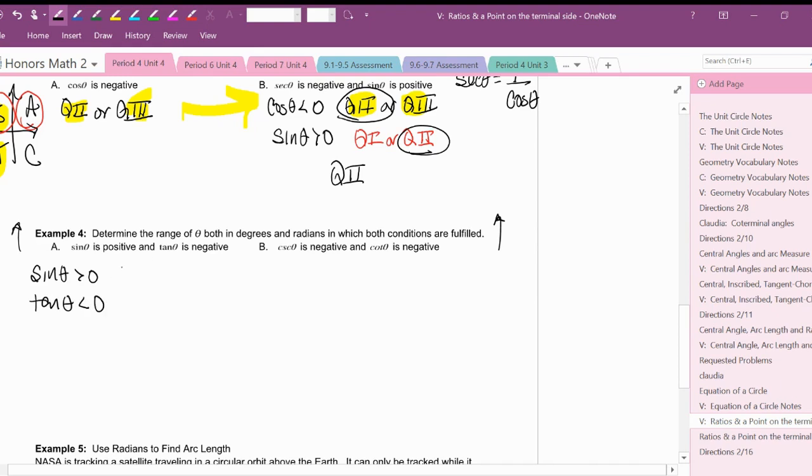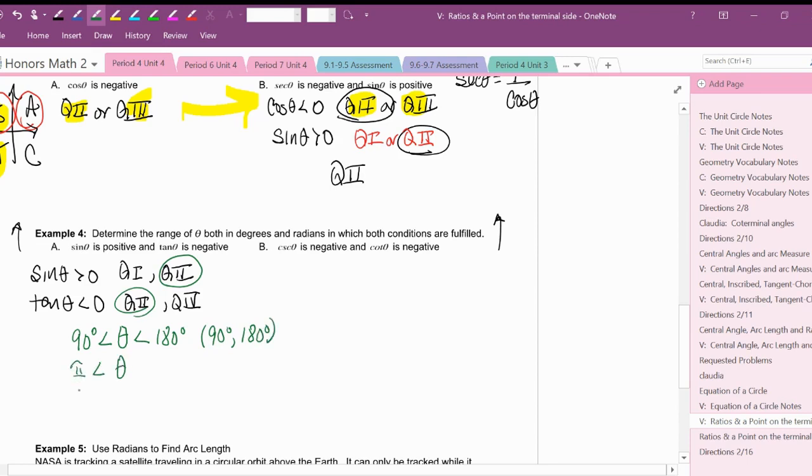So sine of theta positive, quadrant 1, quadrant 2. Tangent negative would be quadrant 2, quadrant 4. The match here is quadrant 2. And so to lie in quadrant 2, theta would have to have rotated more than 90 degrees, but less than 180. If we put that in terms of radians, we have the interval from pi over 2 to pi.